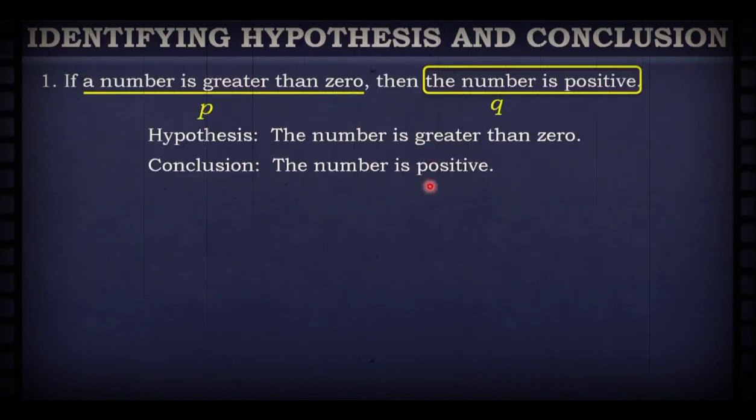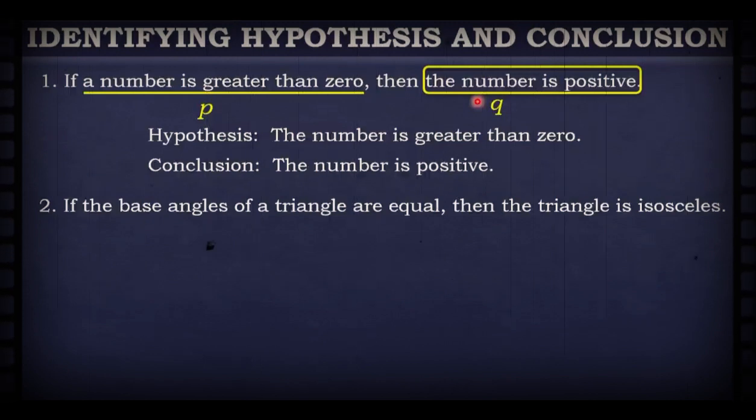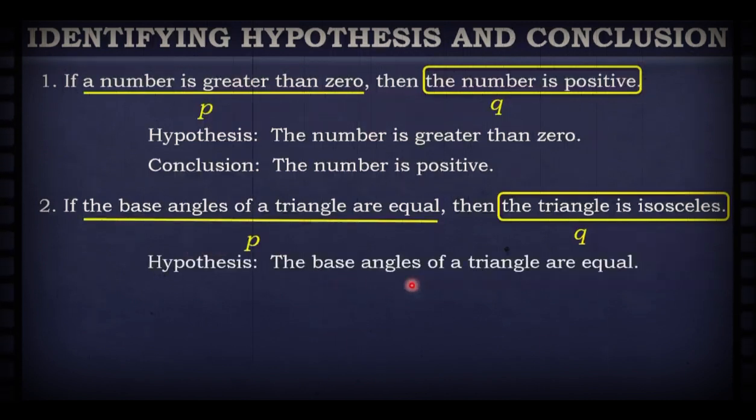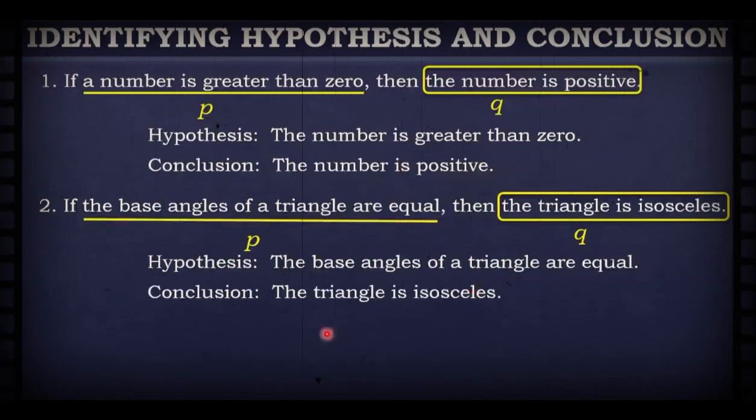Okay, sometimes you have to rewrite or rephrase your hypothesis and conclusion. So, make sure na i-construct natin siya ng maayos. Okay? And then number 2, if the base angles of a triangle are equal, then the triangle is isosceles. Okay? So, our hypothesis here, which is your P, is the base angles of a triangle are equal. Our conclusion, box natin, the triangle is isosceles. So, this is your Q. This is your conclusion. Okay, so therefore, your hypothesis is the base angles of a triangle are equal. Your conclusion is the triangle is isosceles. Okay, so madali siyang ma-identify kapag may if at then.